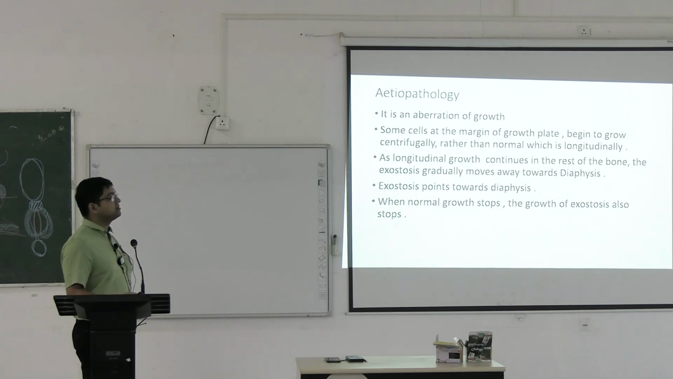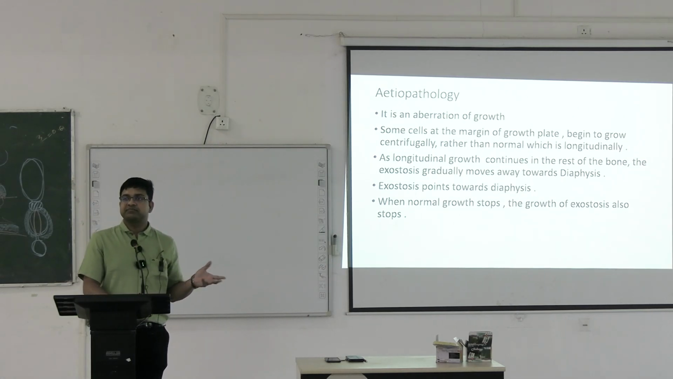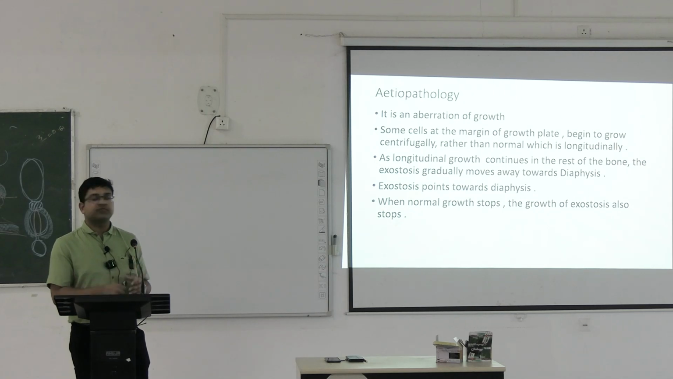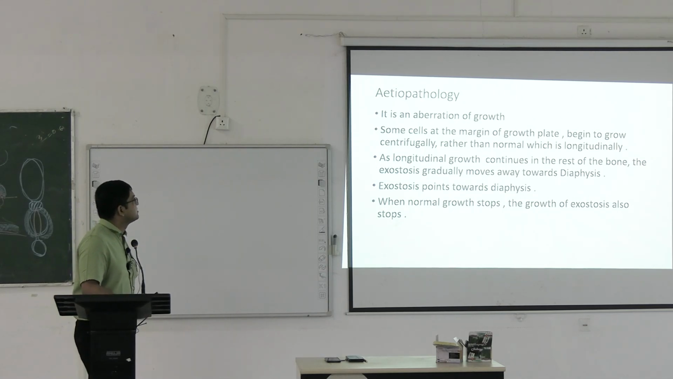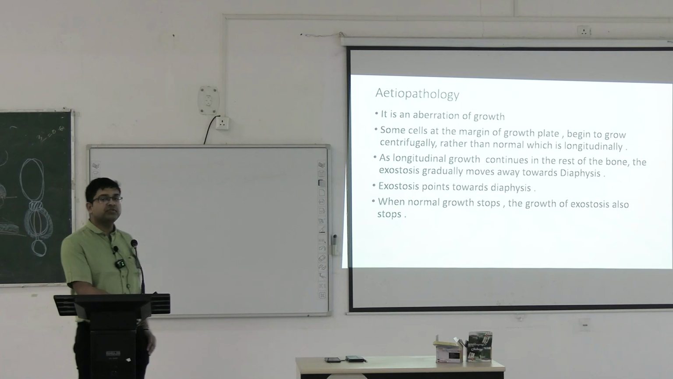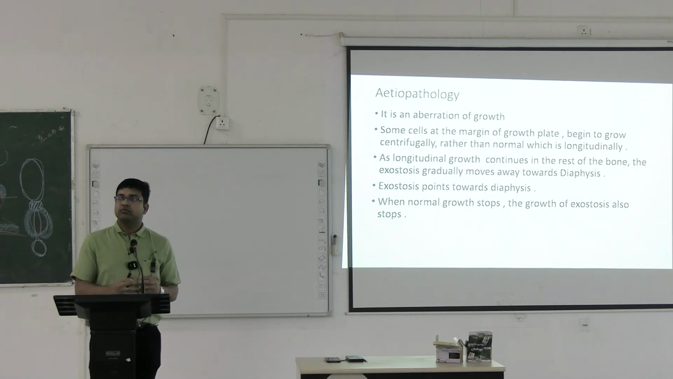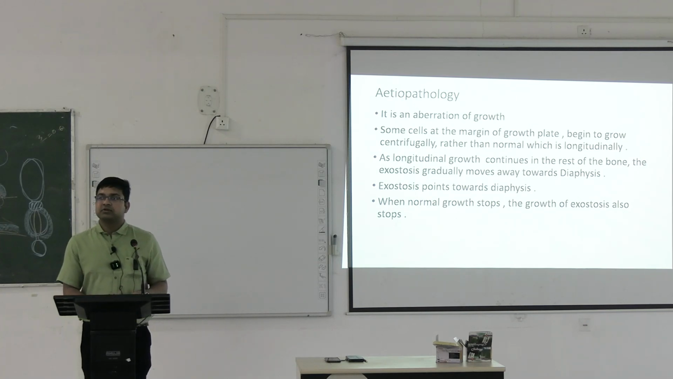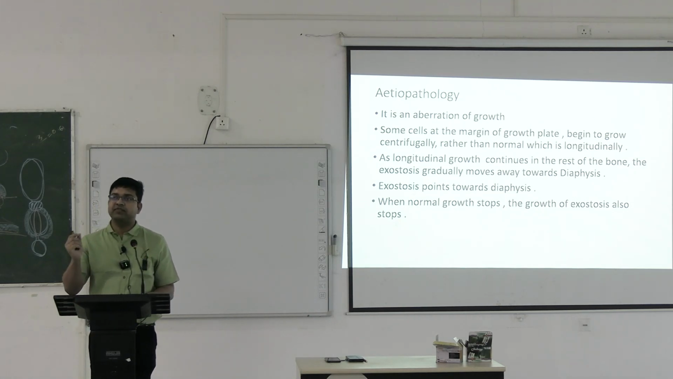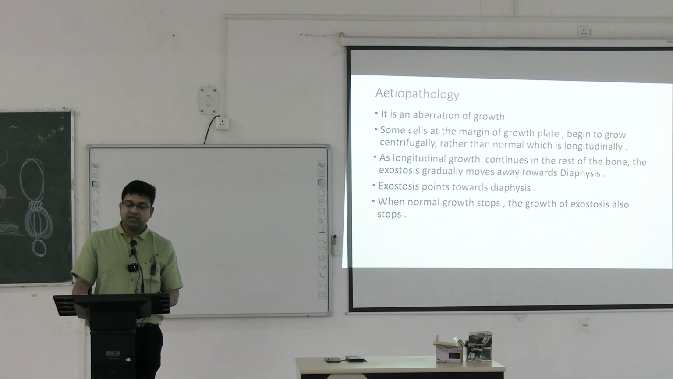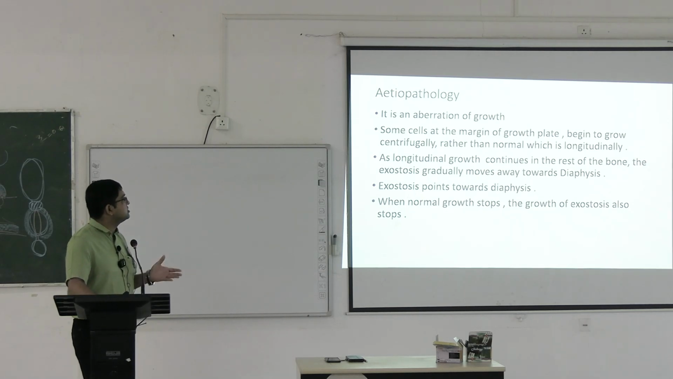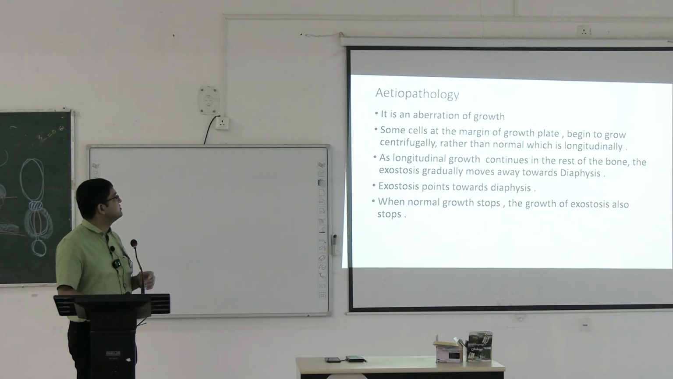So what is the etiology? Why does exostosis occur? Basically it is an aberration of growth. It is due to disturbance of the growth of a bone. Some cells at the margin of the growth plate begin to grow centrifugally rather than normally, which is longitudinal. Usually the role of the growth plate is longitudinal growth of the bone. But some peripheral cells in the growth plate start to grow centrifugally.